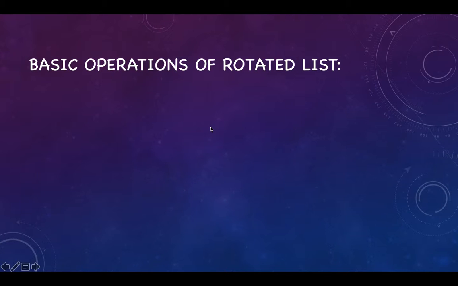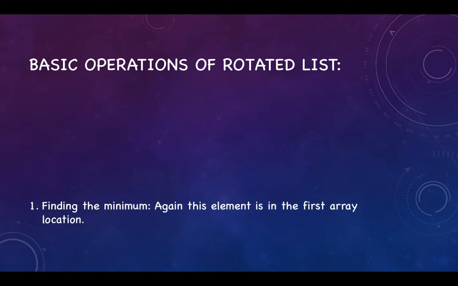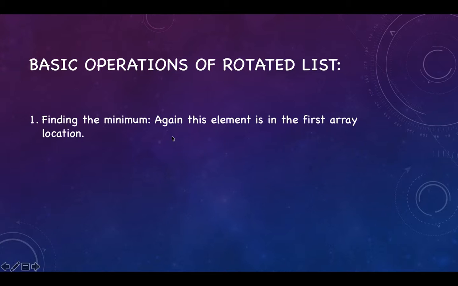So let's talk about the basic operations of a rotated list. First, finding the minimum. Again, you can find the element in the first array location.